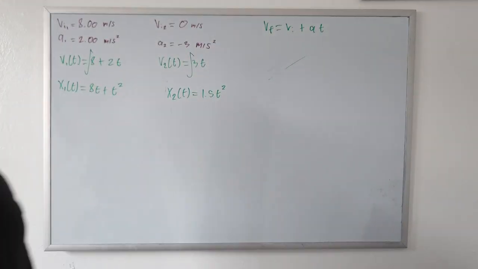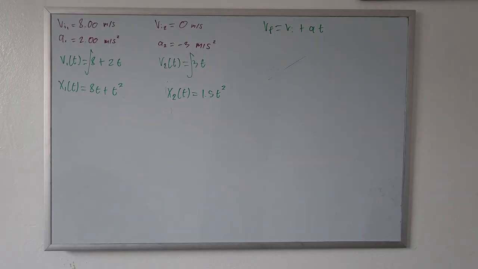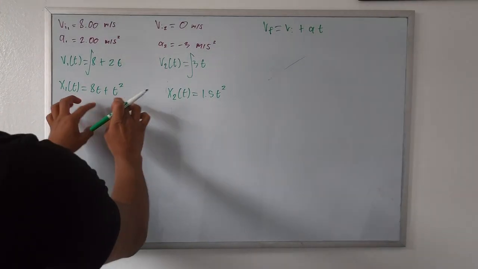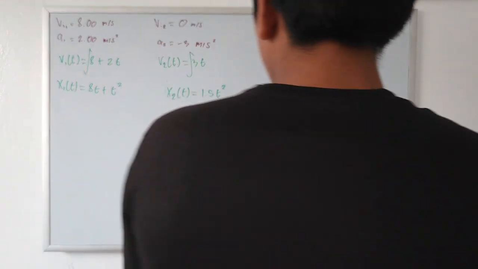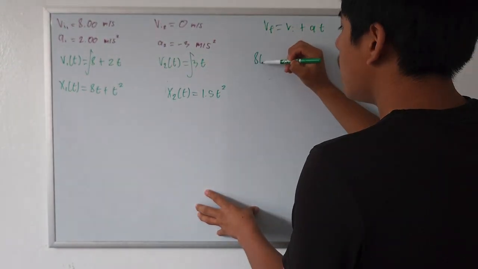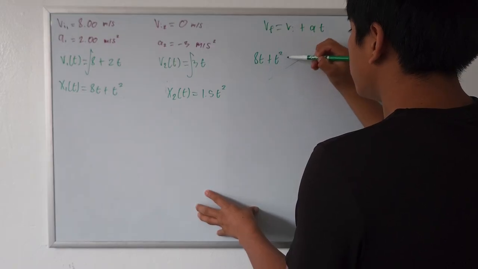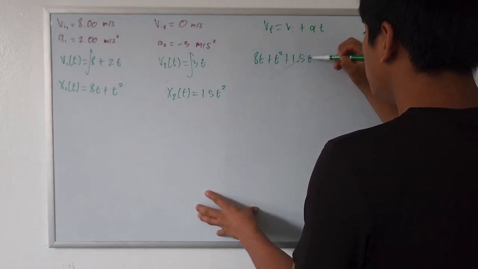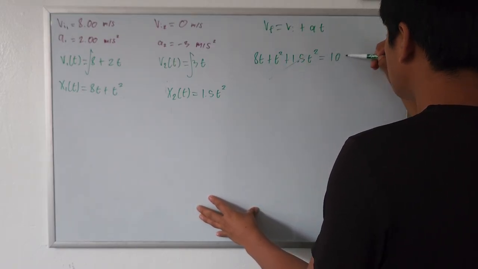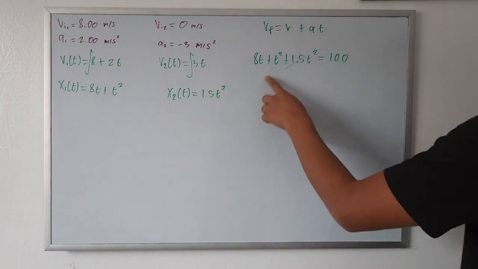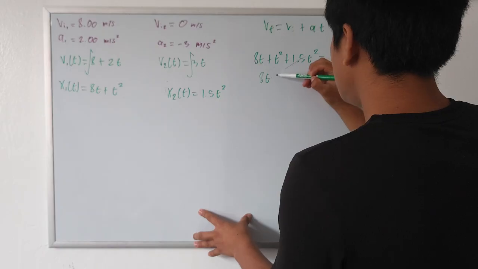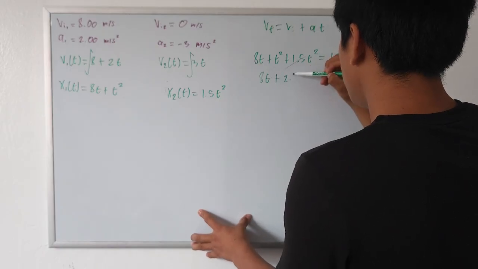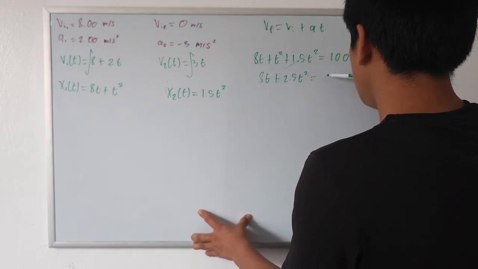And now, because it's asking us when the distance between them is 100 meters, we're going to add these two equations and set them equal to 100. So we have 8t plus t squared plus 1.5 t squared is equal to 100. Now we're just going to simplify here. So we have 8t plus 2.5 t squared equals 100.